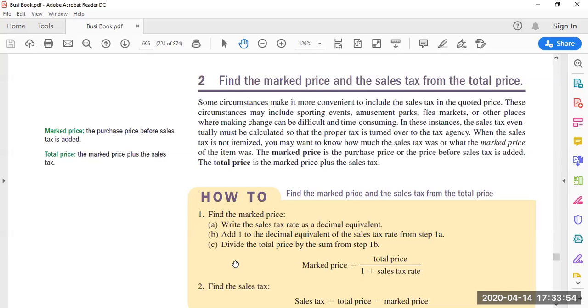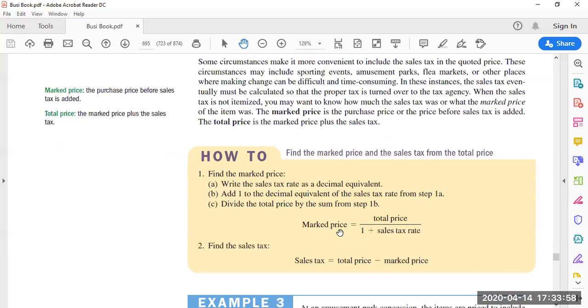Okay. How do you find the sales tax? Well, if they're asking you to find the sales tax, then they're going to give you the total price and the marked price. Well, you know the total price is equal to the marked price plus the sales tax. So if you subtract the marked price from the total price, the value left behind would then become the amount that you paid for sales tax. So it is a simple subtraction problem. Okay, let's look at example 3.